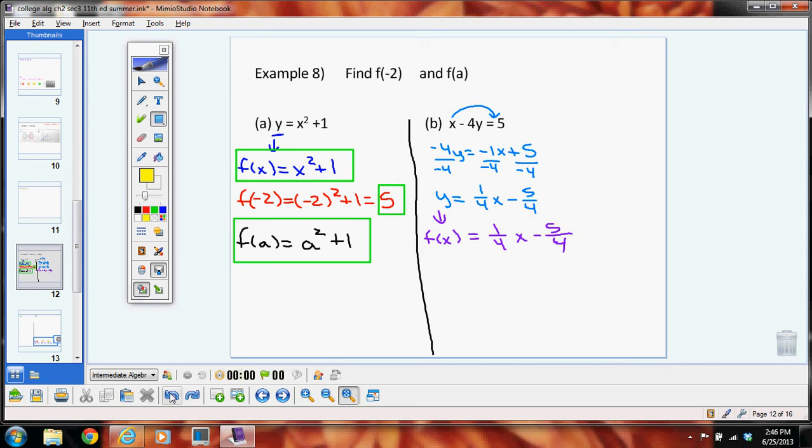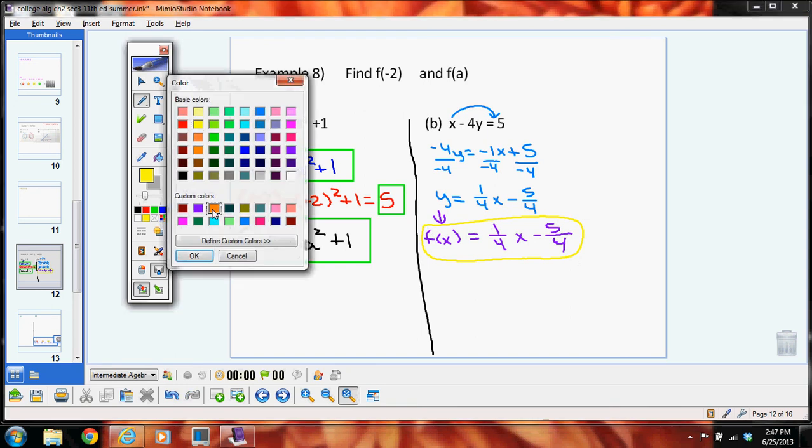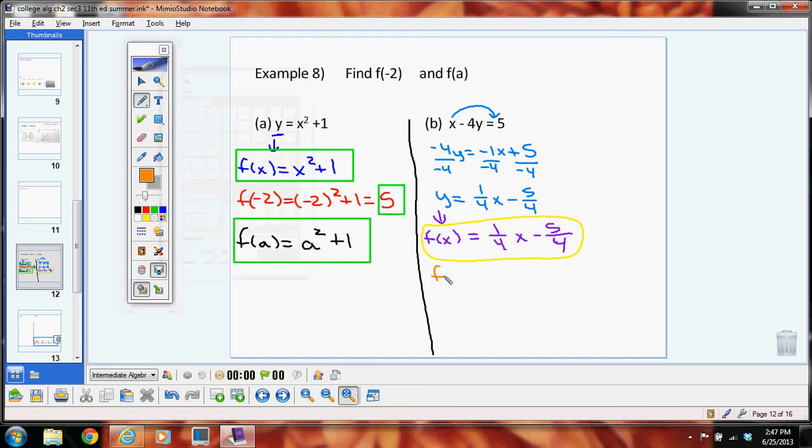What we need to do next, I'll just circle it, it'll be easier. What we need to do next is to find that f of negative 2. So to do f of negative 2, we're going to take out the x, and we're going to have 1/4 times negative 2 minus 5/4. Now 1/4 times negative 2 is negative 2/4. Negative 2/4 minus 5/4 is a negative 7/4. So the answer they would want to see is negative 7/4.